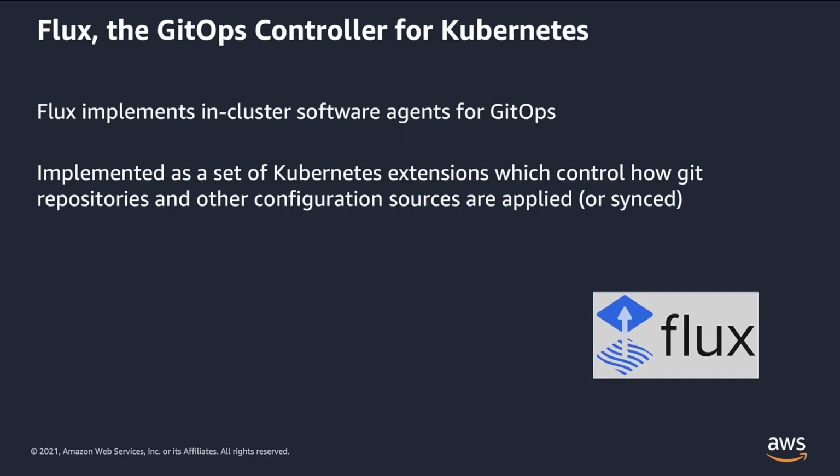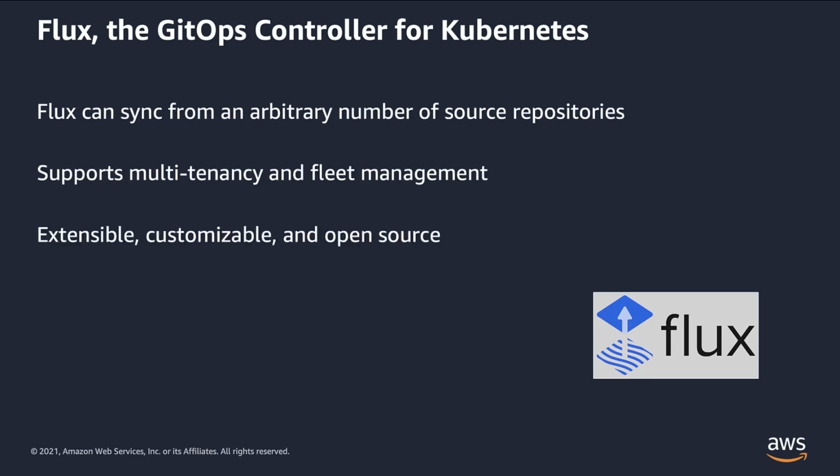So we'll look at Flux. It implements the in-cluster software agents for GitOps. It itself is implemented as a set of Kubernetes extensions, which control how Git repos and other configuration sources are synced. So that's how they're applied to the cluster. We call that syncing. Flux can sync from an arbitrary number of source repositories, and the source repositories can be Git or Helm or S3 compatible buckets. It supports multi-tenancy and fleet management from one control cluster. It's completely customizable. As I said, it's open source, it's extensible, it's a really good system.